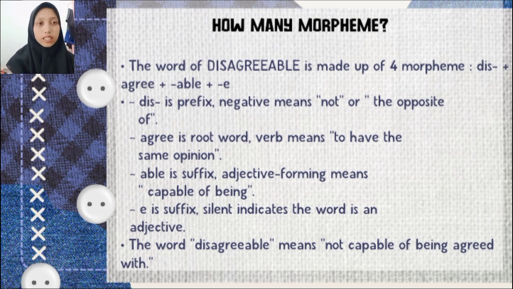Dis is a prefix. Negative means not or the opposite of. Agree is the root word, a verb, meaning to have the same opinion. Able is a suffix, adjective forming, meaning capable of being. And y is a suffix, silent, indicating the word is an adjective. The word disagreeable means not capable of being agreed with.